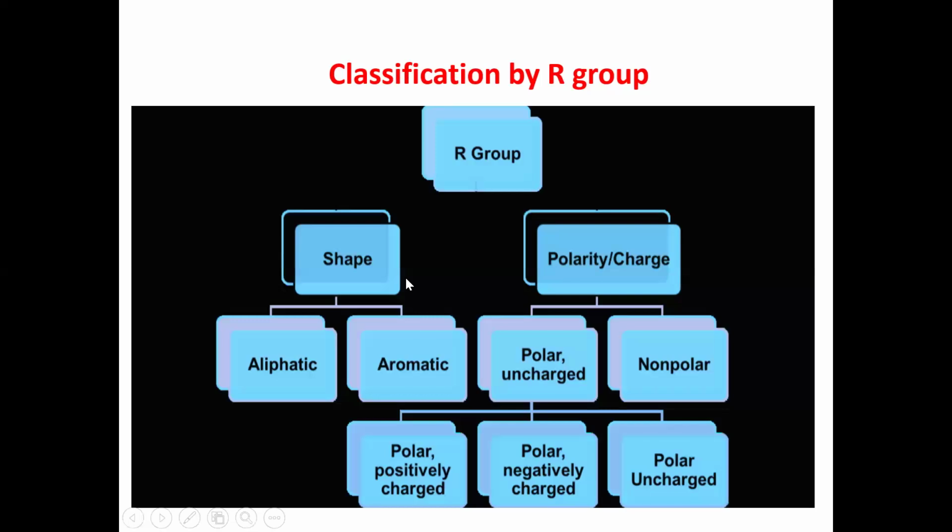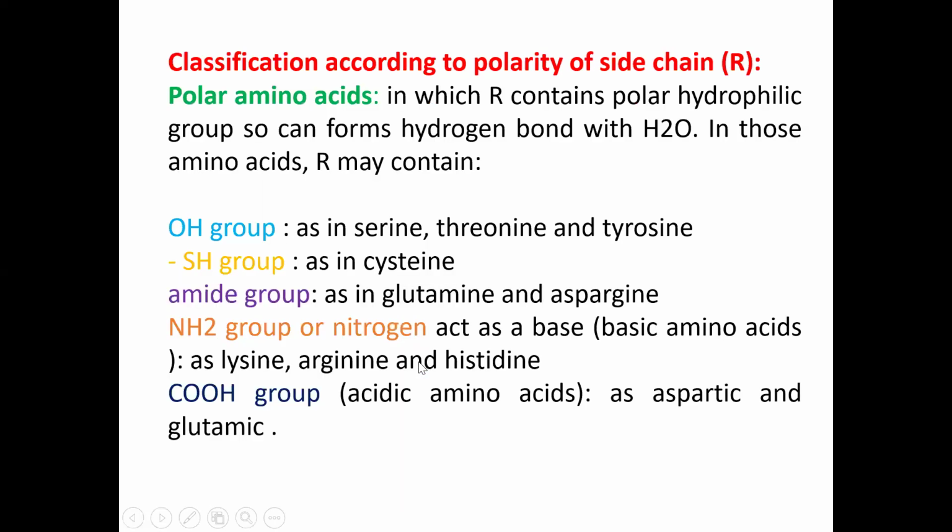Then based on the shape, the side chain either has an aromatic ring attached to it, or a straight aliphatic group attached to it, which is a chain of carbon and hydrogen. So based on shape, we can say it is aliphatic or aromatic amino acids.